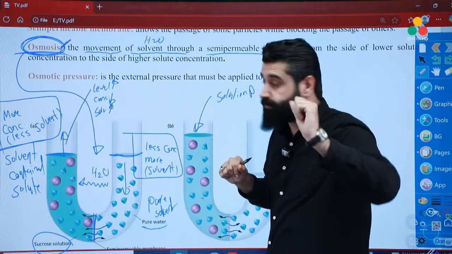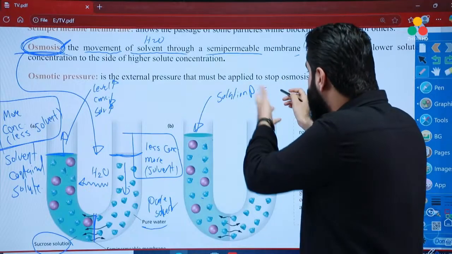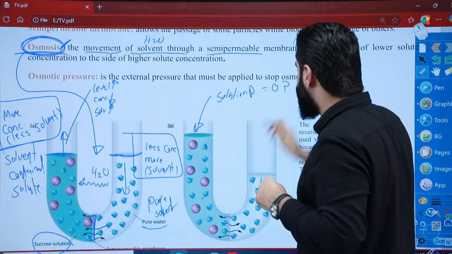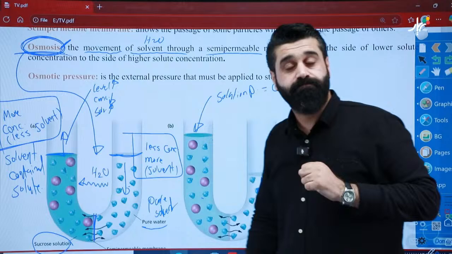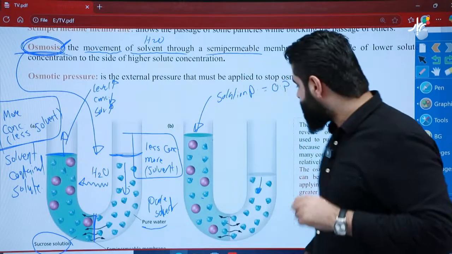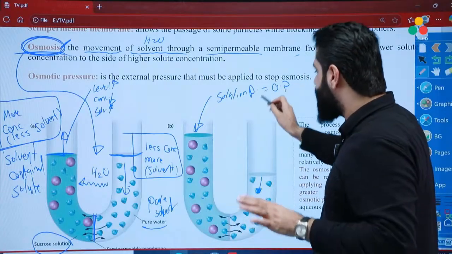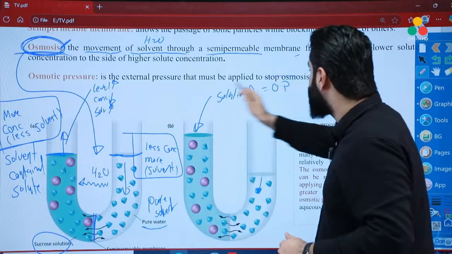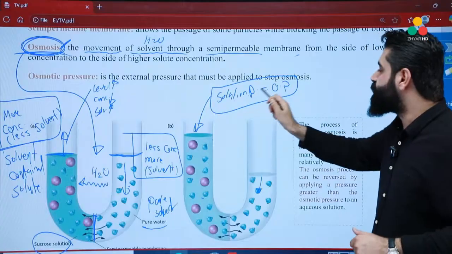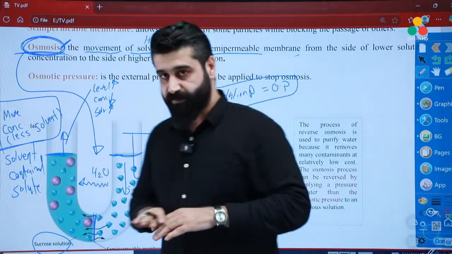But there's a very important point. When the solution pressure is equal to the osmotic pressure, then the level stops from raising. The level what? Stops from raising. So this process will be continued until this point. When the solution pressure equals the osmotic pressure, the level will stop from raising.